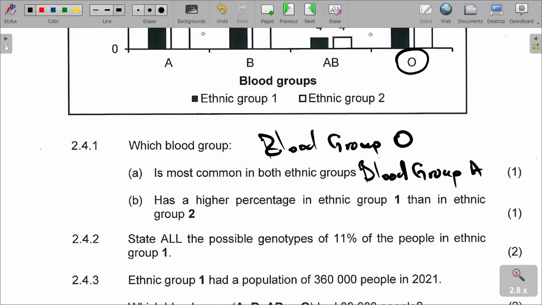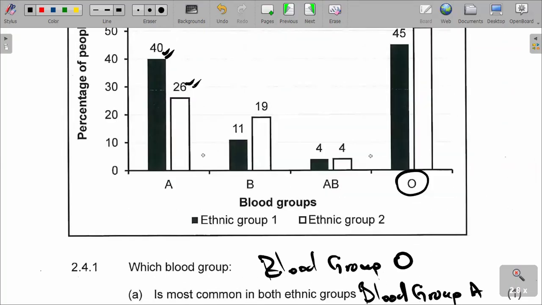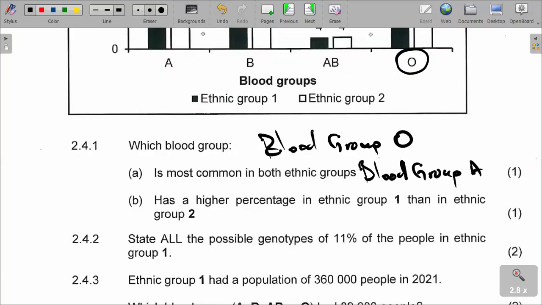Blood group A, which you see that we have got 40% and then 26%. We have got 40% versus 26%, which is given there.